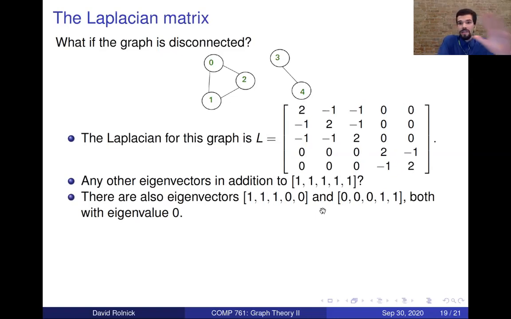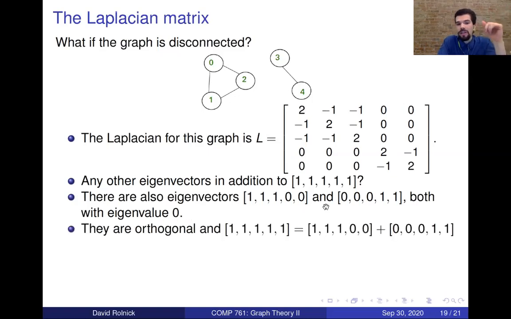Now, here's a subtle point. All 3 of them are eigenvectors with eigenvalue 0, but really there should only be 2 that count here. That's because this one of all ones is actually the sum of the other 2. So there are only 2 orthogonal eigenvectors with eigenvalue 0. That's 1, 1, 1, 0, 0, and 0, 0, 0, 1, 1. If you dot them with each other, you see that that equals 0. So these are orthogonal eigenvectors.